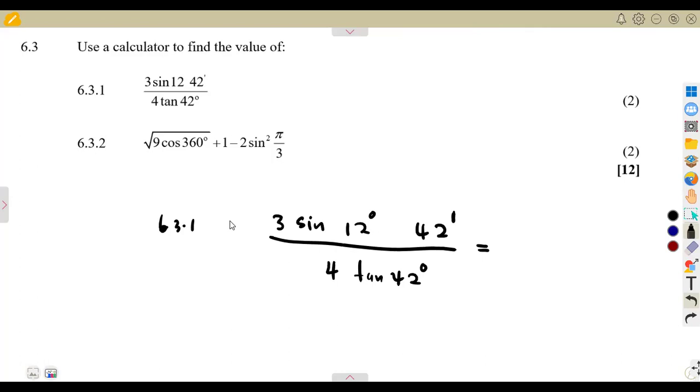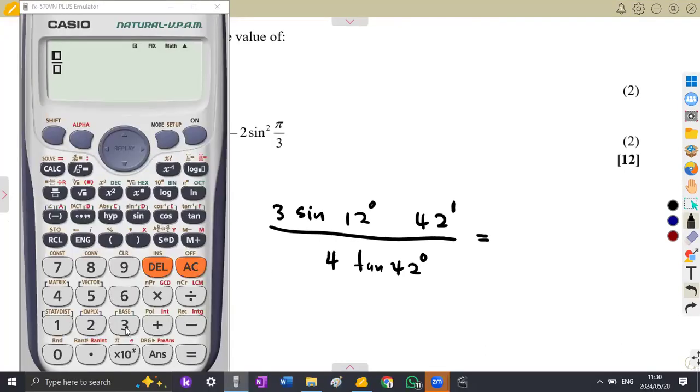So like I said, you can even simplify the top part, divide, or just simplify directly. So this is 3 sine 12 degrees 42 minutes. These are degrees. These are minutes.